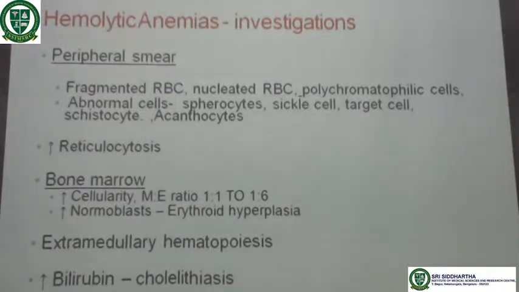Polychromatophil cells are nothing but RBCs that show a little bit of bluish tinge on the surface. They are nothing but reticulocytes again. They are produced more and more by the bone marrow as a compensatory mechanism.